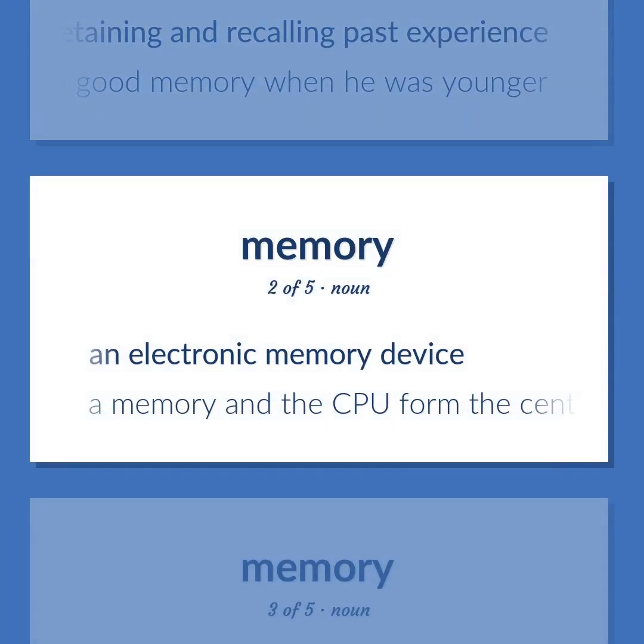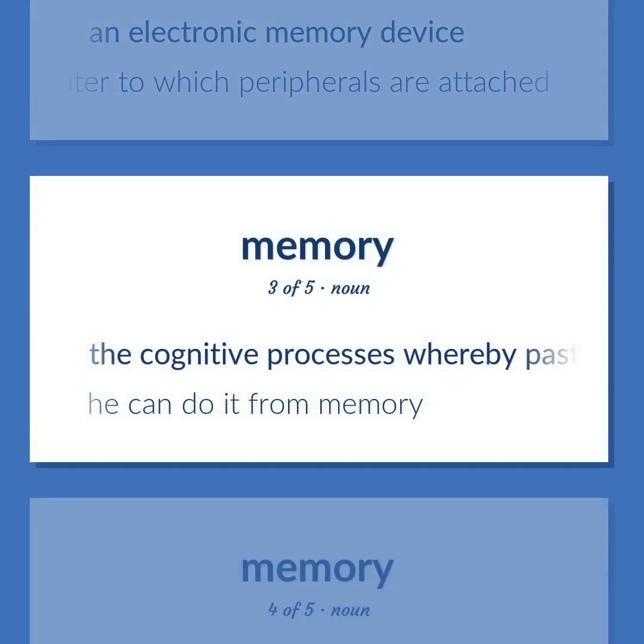An electronic memory device. A memory and the CPU form the central part of a computer to which peripherals are attached. The cognitive processes whereby past experience is remembered. He can do it from memory.